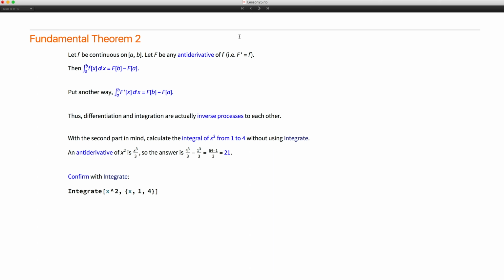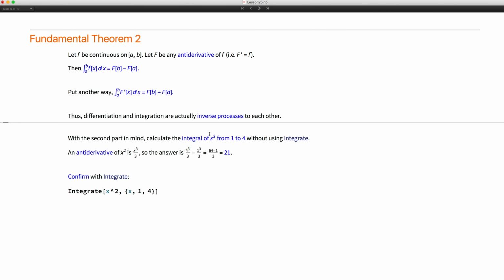Okay, so now there is another more useful version of the fundamental theorem, and that's version 2, which says that suppose you have a function f and you find an antiderivative of that function by some means, then the value of the integral from a to b of this function f is the antiderivative at b minus the antiderivative at a. So in other words, the integral can be found quite easily by simply working out the difference between the values of the antiderivative at the upper and the lower limits. So that says that differentiation and integration are actually inverse processes of each other. And that's quite a remarkable fact.